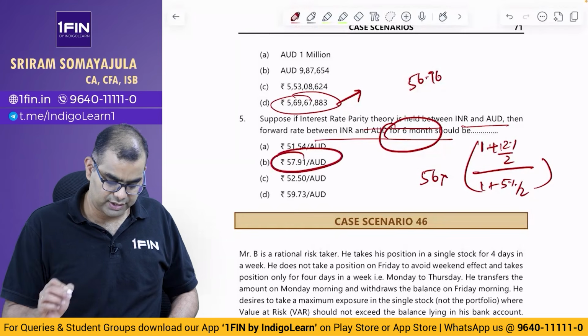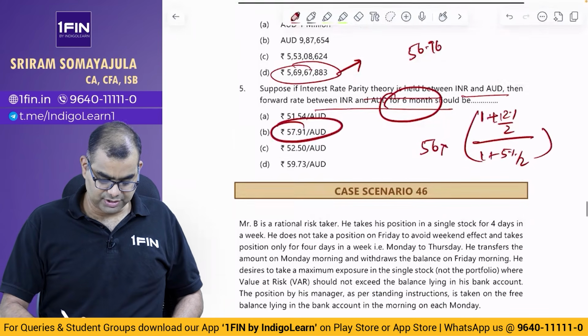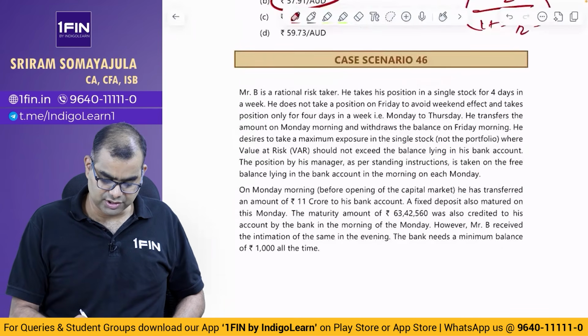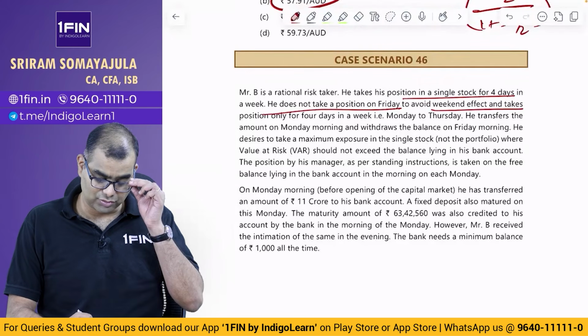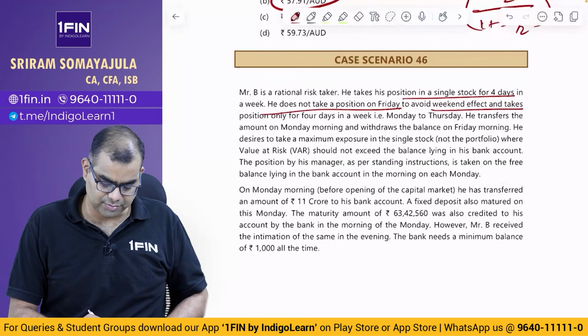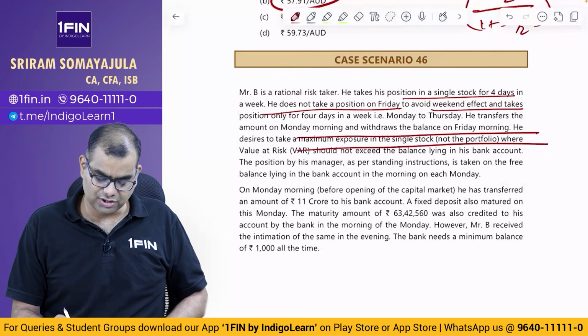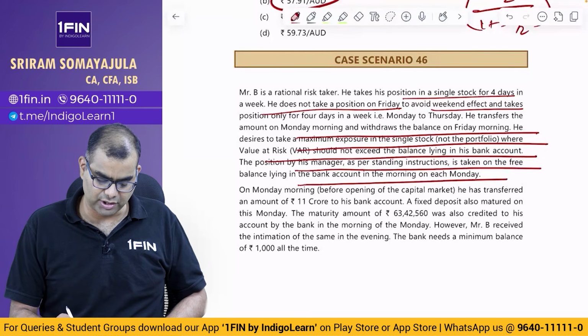Yes, 57.91. Next, Mr. B is a rational risk taker. He takes his position in a single stock for 4 days in a week. He does not take position on Friday to avoid weekend effect and takes position only for 4 days, Monday to Thursday. He transfers amount Monday morning, withdraws balance on Friday morning. He decides to take maximum exposure in a single stock, not the portfolio, where VAR should not exceed the balance lying in his bank account.